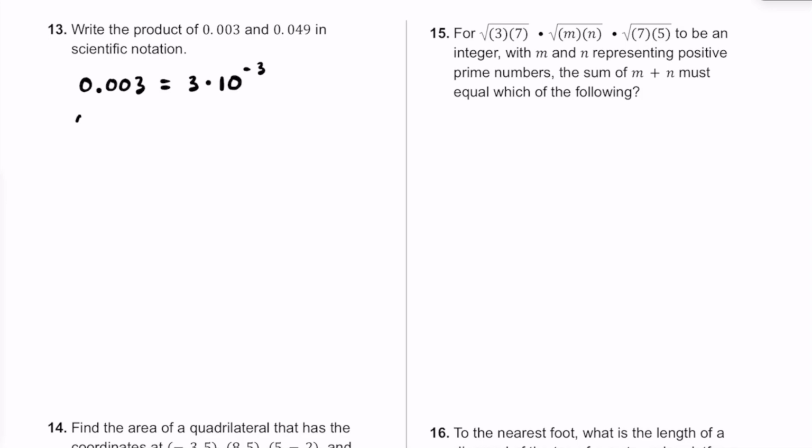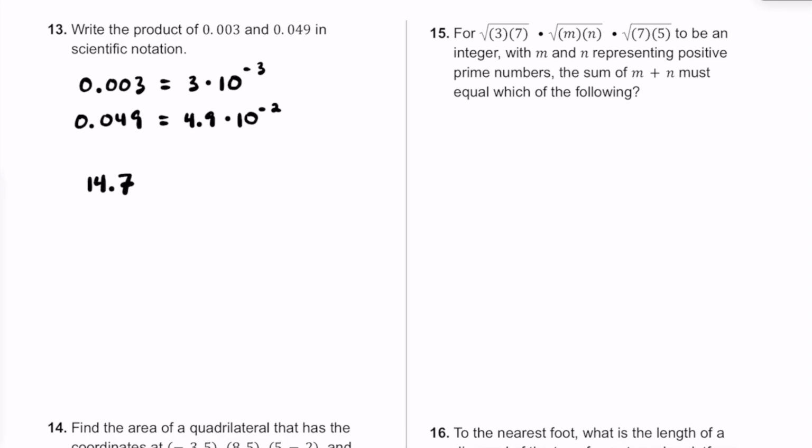And if you take this 0.049, if you want to write that in scientific notation, that's going to be 4.9 multiplied by 10 to the negative second power. All right, now if we're going to go ahead and just multiply these two together, what you can do is just multiply these two decimals together. So we multiply 3 multiplied by this 4.9, right? So multiplying 3 times 4.9, that's going to be 14.7, all right?